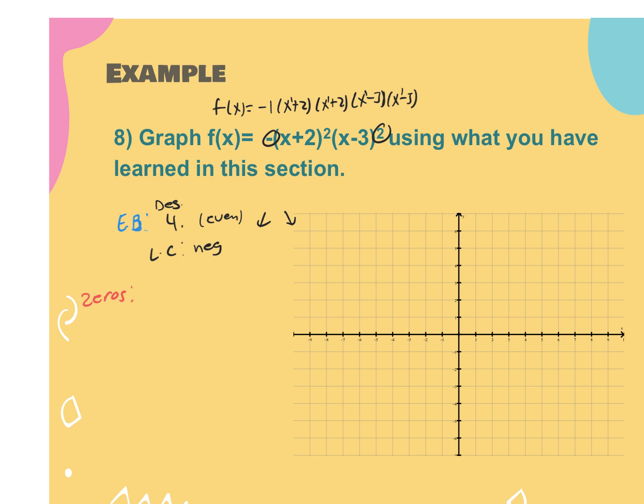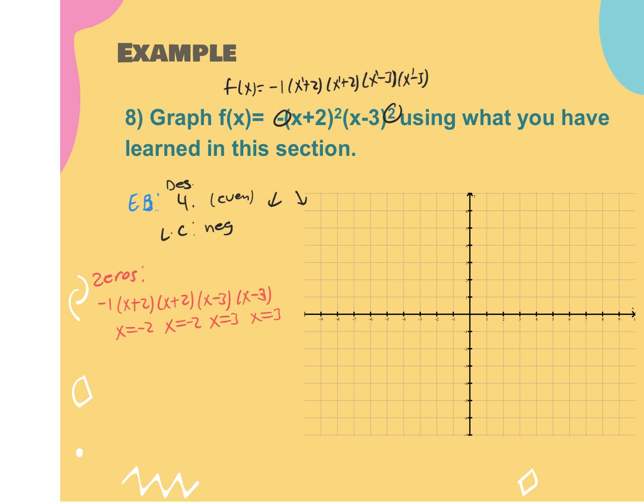Our zeros, we're going to set this entire function equal to 0. I'm going to do the factored form because that's going to make it easier to see our multiplicity. I think in class I took a square root, but that only gave us one answer, which we will get one answer, but it appears twice in our graph. So we're going to set all of these equal to 0, so we should get x equals -2, x equals -2, x equals 3, and x equals 3.